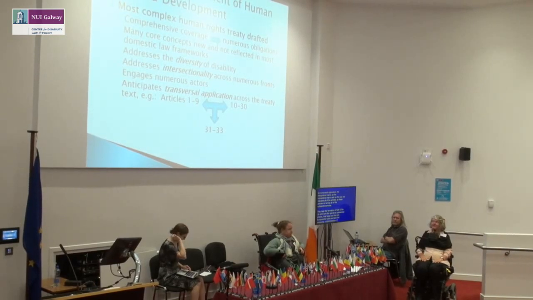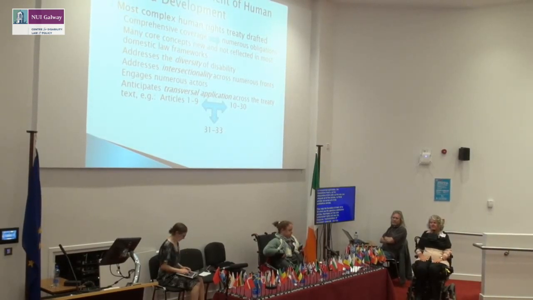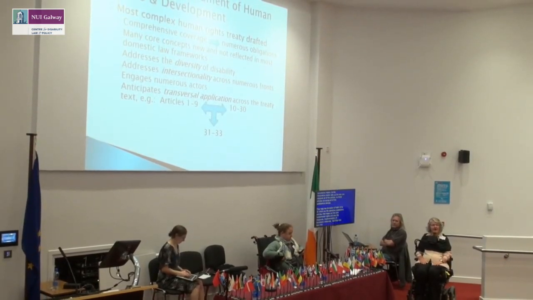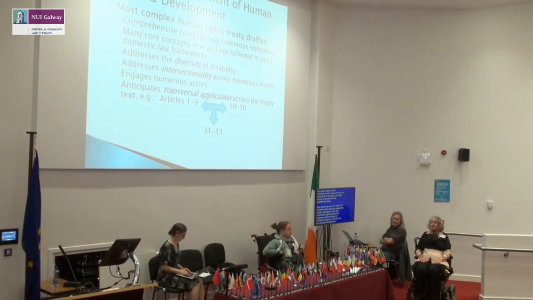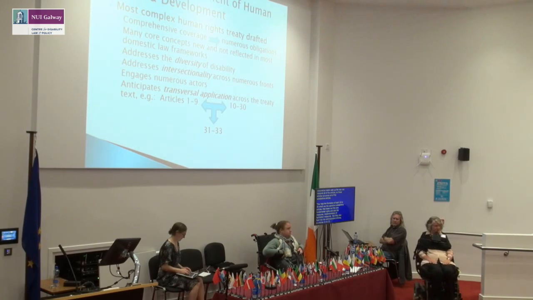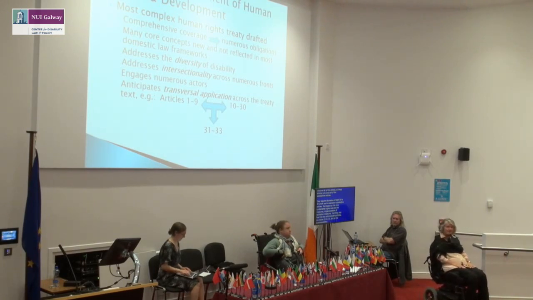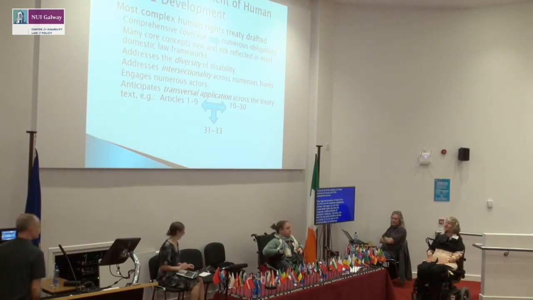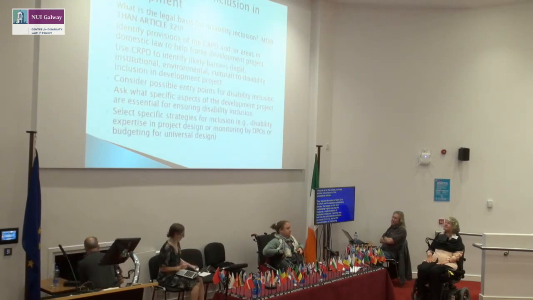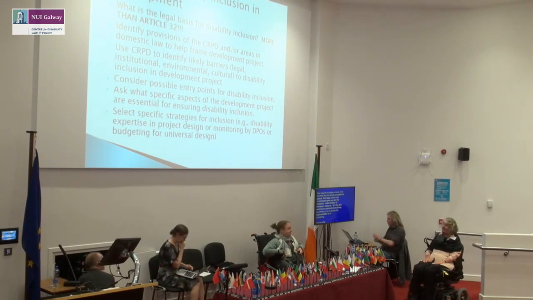But they also feed into the administrative articles. So articles 31 to 33. And so the implementation and monitoring. Can we go to the next slide, please? So how does CRPD frame disability inclusion in development?